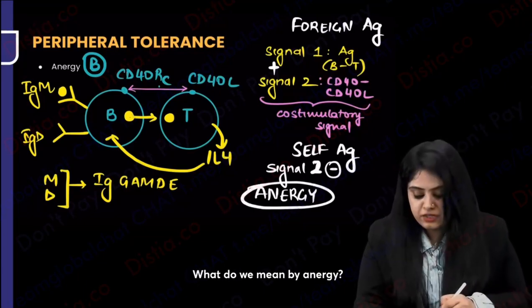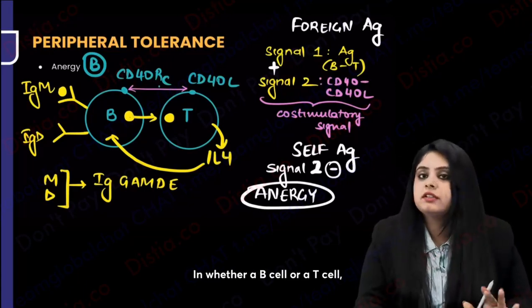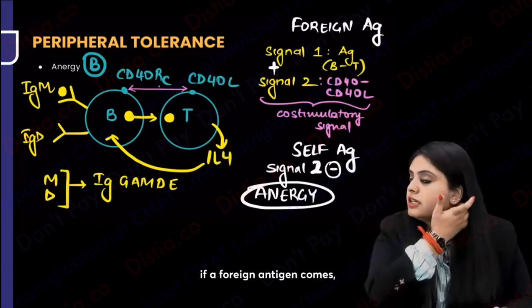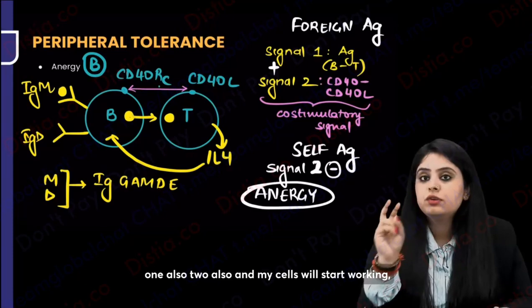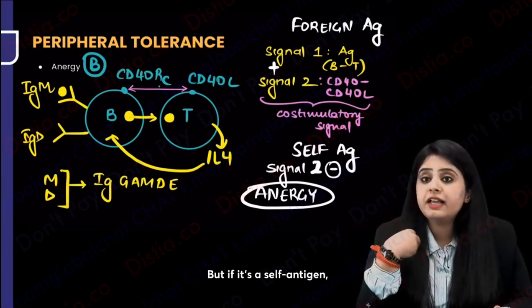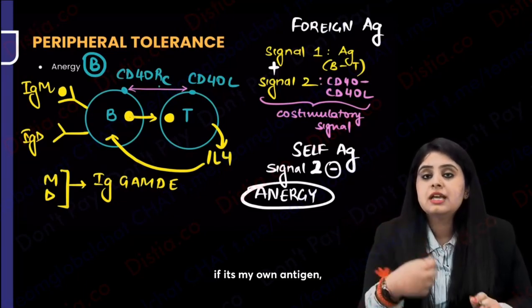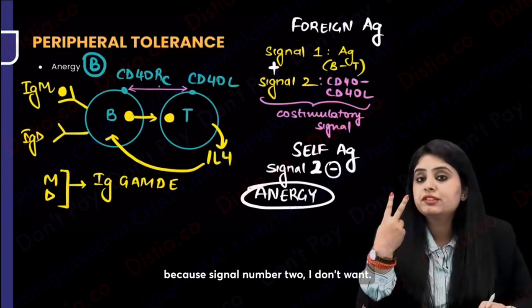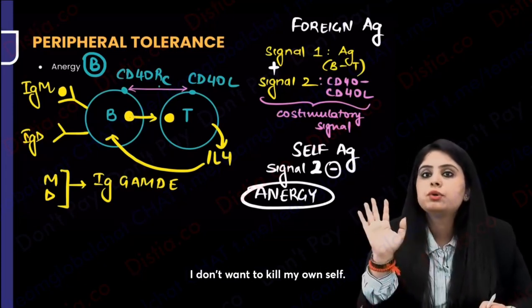So let's do a repeat. What do we mean by anergy, whether in a B cell or a T cell? If a foreign antigen comes, I will have both the signals, 1 also, 2 also, and my cells will start working because I want to kill that antigen. But if it's a self antigen, my own antigen, I am never ever going to stimulate signal number 2, because I don't want to kill my own self.